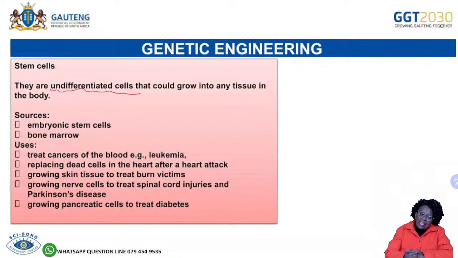And where are we likely to get stem cells? Stem cells are normally found in embryos. We've got embryonic stem cells.